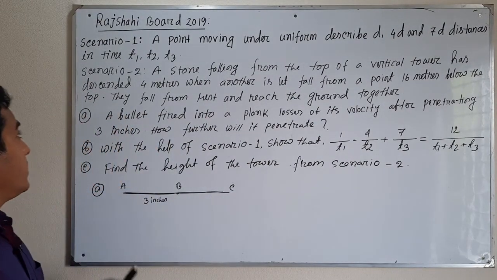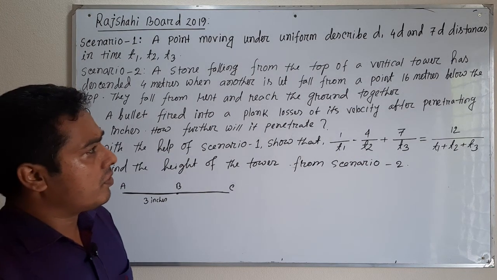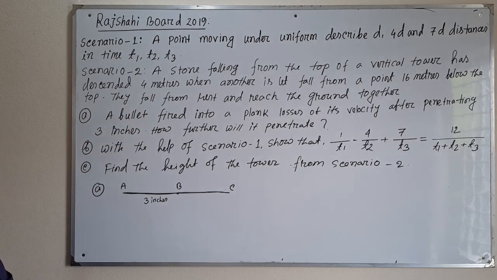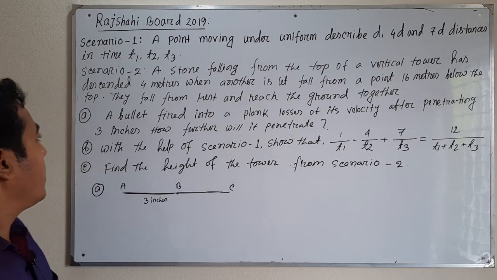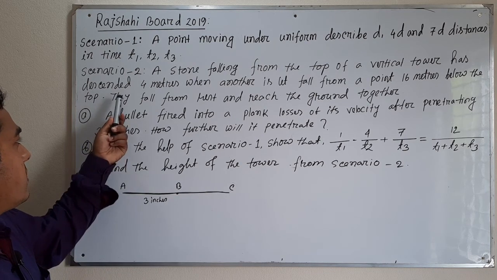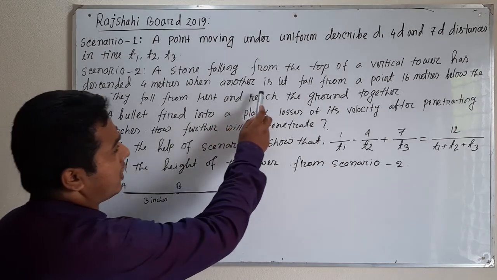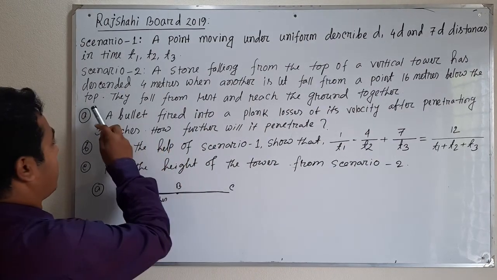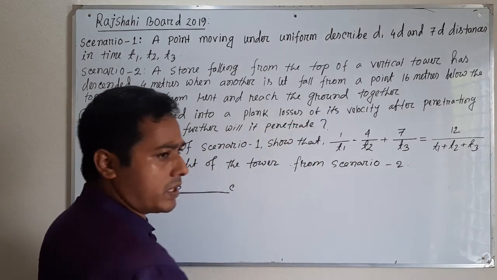Rajshahi Board 2019. Scenario 1. A point moving under uniform acceleration describes distances D, 4D and 7D in times T1, T2 and T3. Scenario 2. A stone falling from the top of a vertical tower has descended 4 meters when another stone is let fall from a point 16 meters below the top. They fall from rest and reach the ground together.